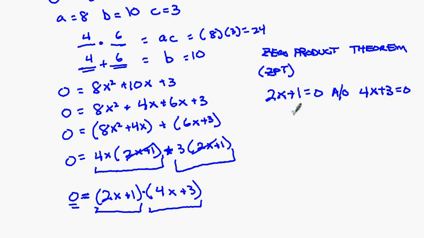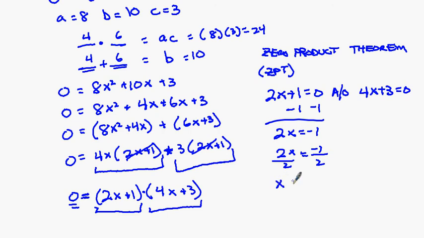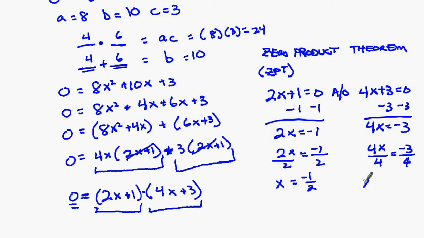And then I solve both these equations. Subtract 1 from both sides of this equation, I get 2x equals negative 1. Divide both sides of that equation by 2, and I get x equals negative 1/2. Here I subtract 3 from both sides of the equation, I get 4x equals negative 3. And then divide both sides of the equation by 4, and I get x equals negative 3/4.